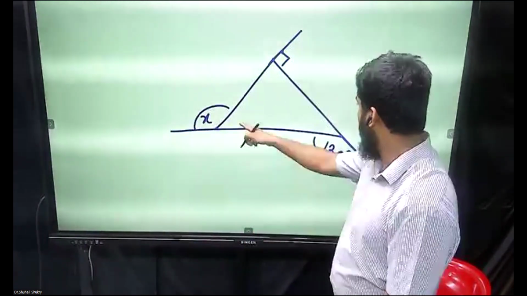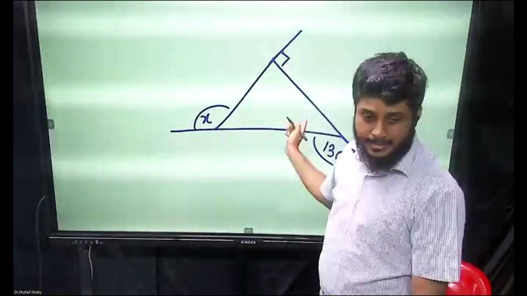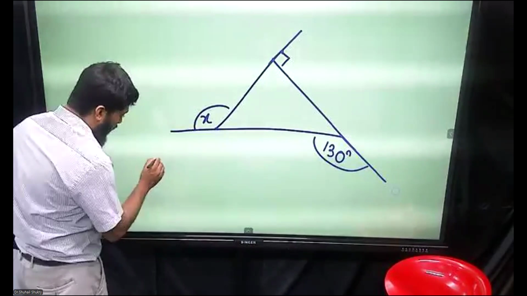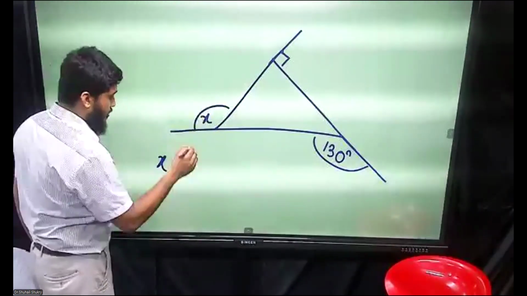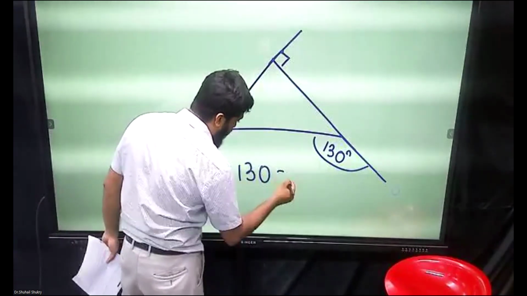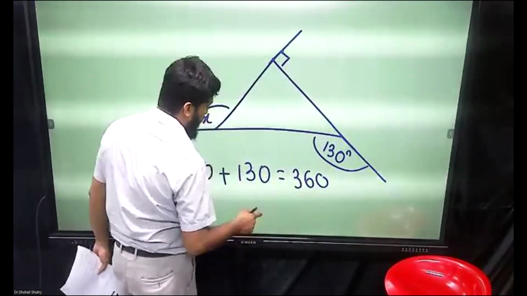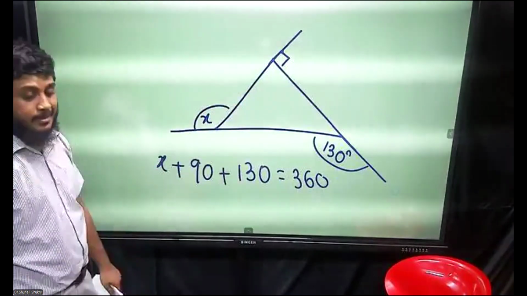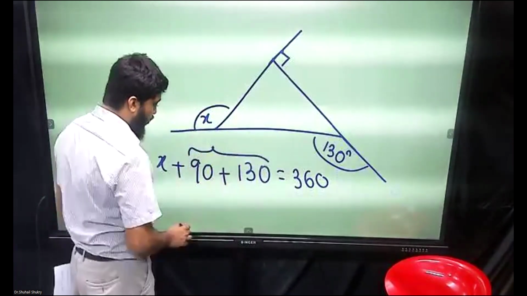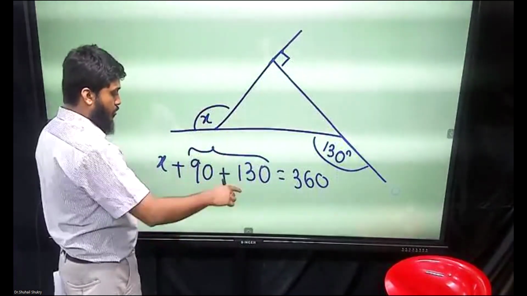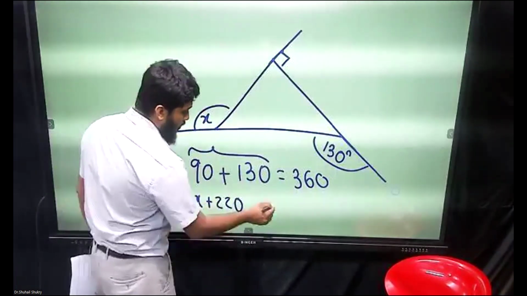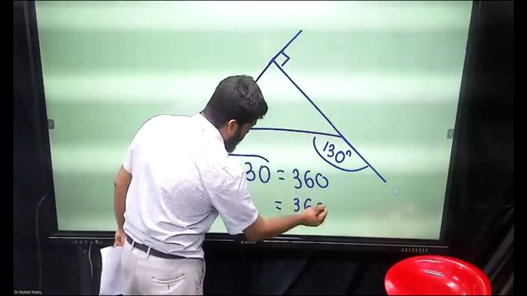So if you add all these things, it will add up to 360. So you can write a relationship here. X plus 90 plus this 130 equals 360. If you add all these things, it should be equal to 360. So 90 and 130, how much? If you add both, 220. So X plus 220 we can write equal to 360.